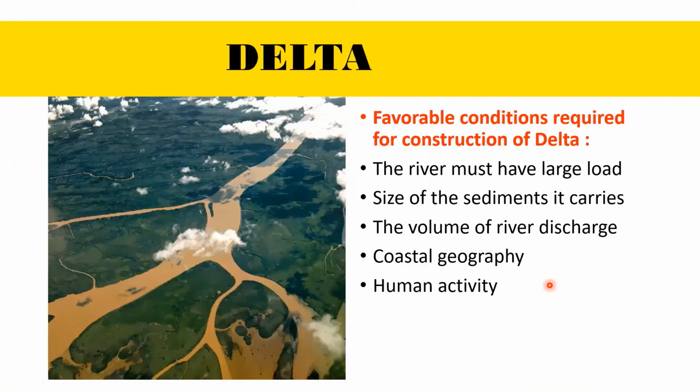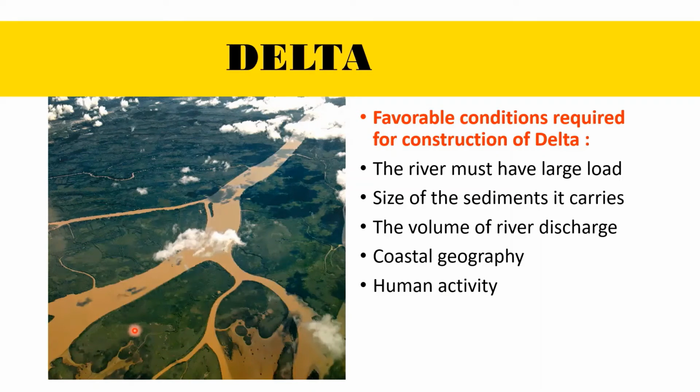We will see what a delta is. A delta is an accumulation of sediments at the mouth of a river. It's triangular in shape. Deltas are formed by deposition when a river enters the sea carrying a large load. The velocity falls and so the load is deposited.